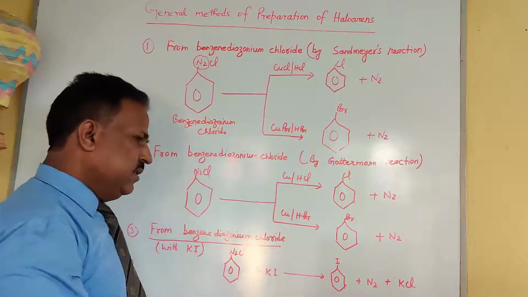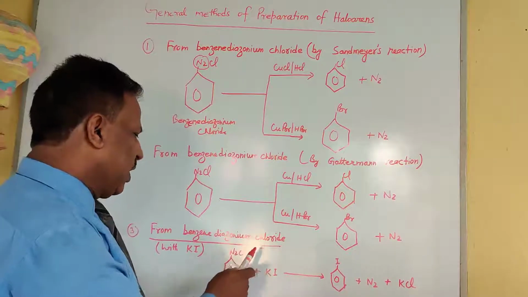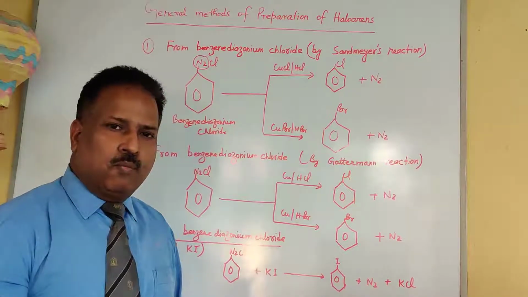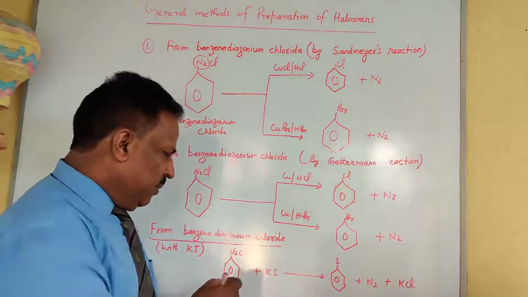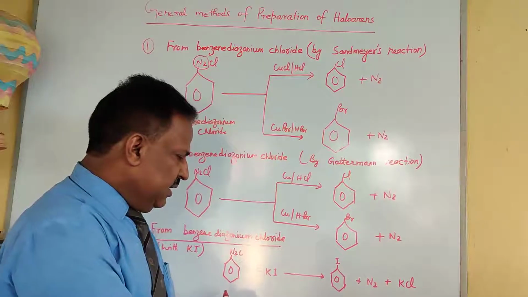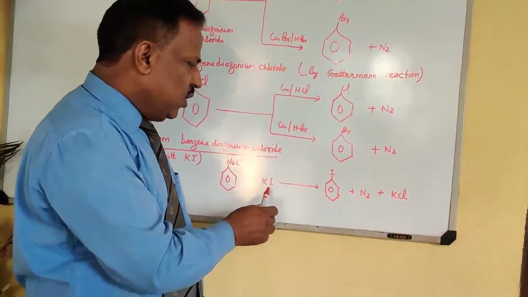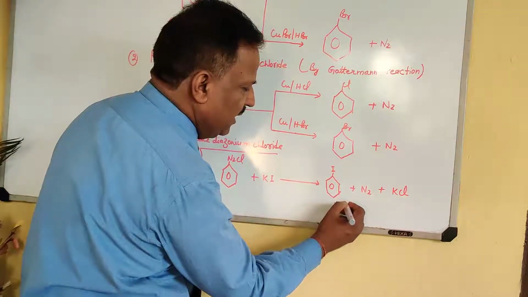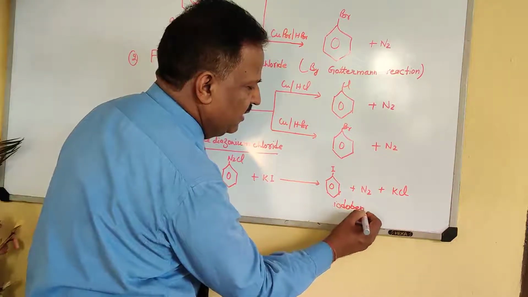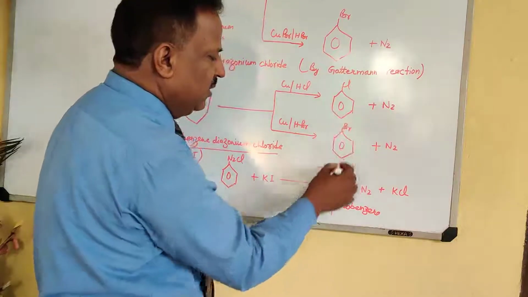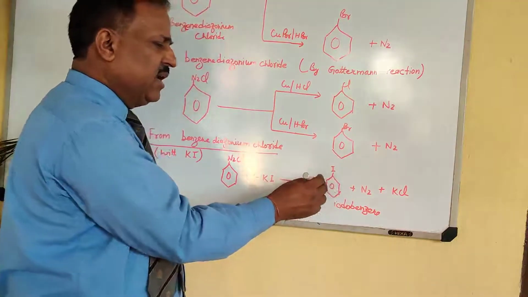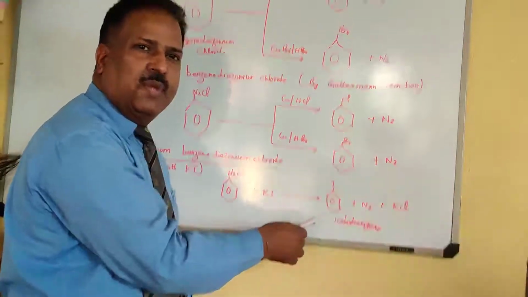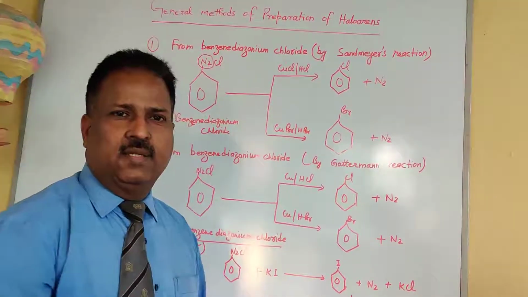And third is from benzene diazonium chloride with KI. When benzene diazonium chloride is treated with potassium iodide, it forms iodobenzene. I and benzene ring is iodobenzene. This is not Sandmeyer reaction or Gattermann reaction, but it is a method of preparation of iodobenzene.